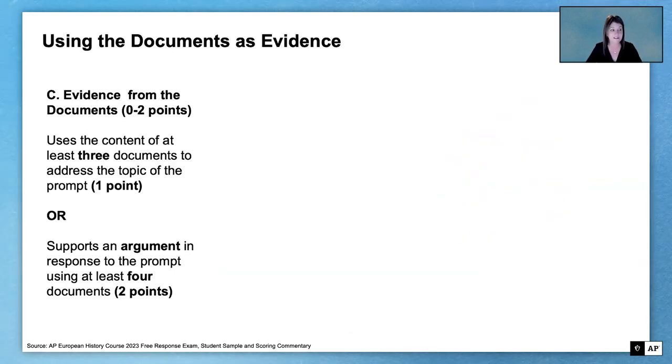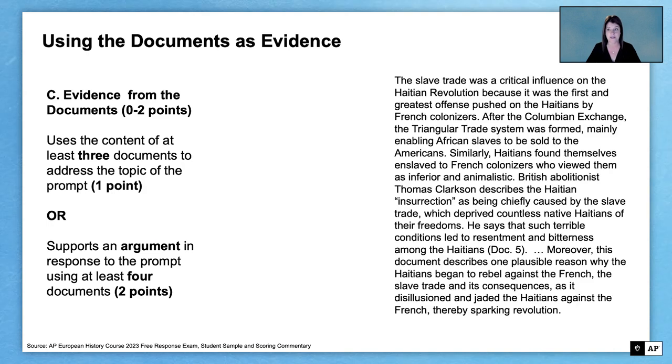All right, so using the documents as evidence, we're going to show you an example. We obviously are looking for students to get those 2 points, that they're supporting an argument in response to the prompt using at least 4 documents in their DBQ. If you have a look at our last video where we did context and thesis, we were looking at the 2023 DBQ on the Haitian Revolution, and we're continuing that now.